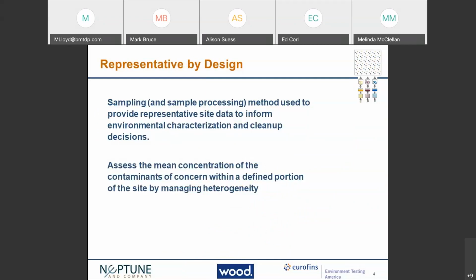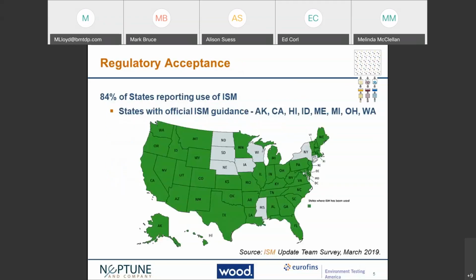Now, ISM is representative by design. So what that means is that with the right methodology we can provide representative site information that we can use to inform environmental characterization and cleanup decisions, and that we're primarily focused on the average concentration of the contaminants of interest in a very carefully defined portion or area or volume of the site, and we do that by managing heterogeneity.